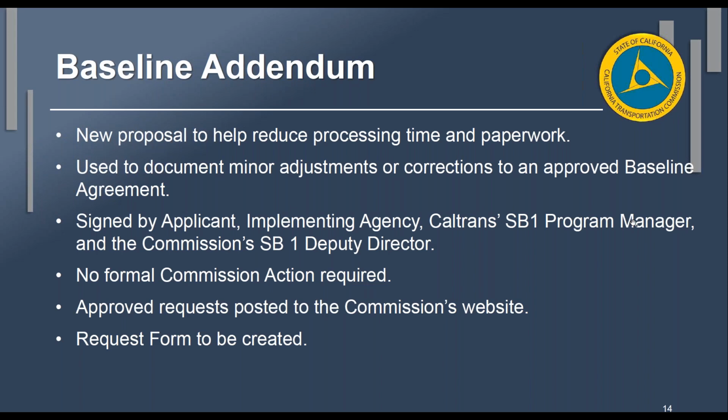Instead of it being signed by the executive directors for commission and Caltrans, it would be signed by the applicant, the implementing agency, and the Caltrans SB1 program manager, who right now is Angel Pyle, and then the commission's SB1 deputy director, which is Matthew Yazgat.